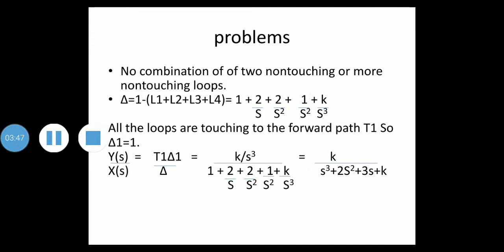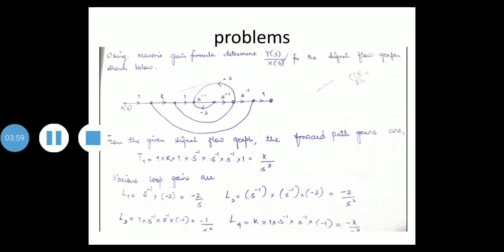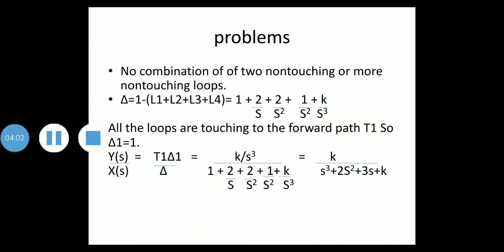Then how many combinations of 2 non-touching loops or 3 non-touching loops are there? If we see, there is no combination of 2 or more non-touching loops. So delta we can write as 1 minus (L1 plus L2 plus L3 plus L4), which is 1 plus 2 by s plus 2 by s square plus 1 by s square plus k by s raised to 3. All the loops are touching the forward path T1, so delta 1 is equal to 1.